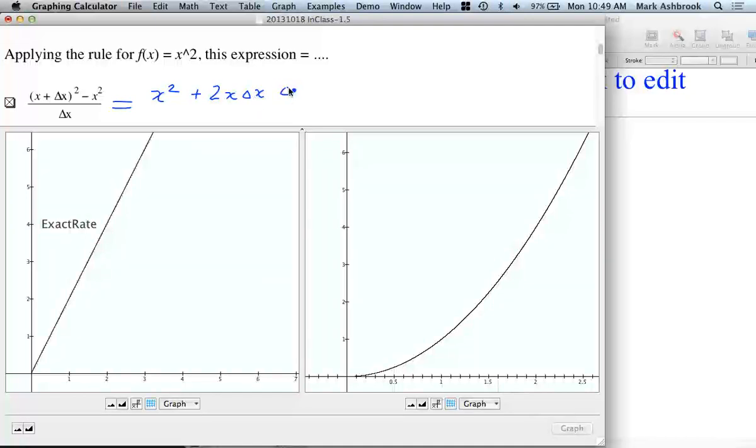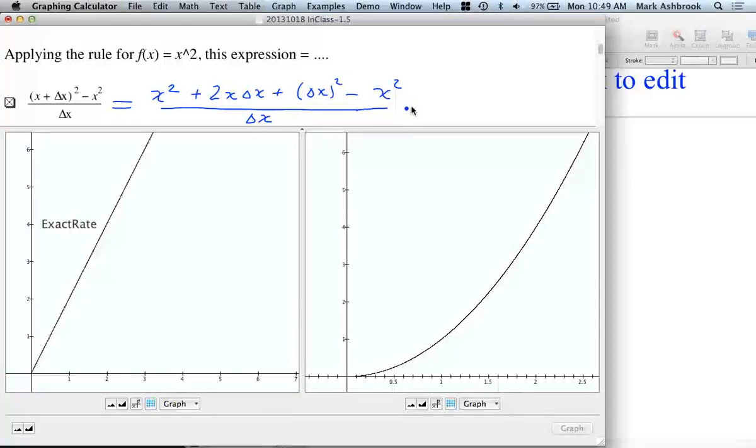Notice that this is not x squared plus delta x squared. You've got to know that. There's a middle term, 2x delta x, okay? Minus x squared, all over delta x. So this is the process, and I'm giving you the two that are on your quiz.